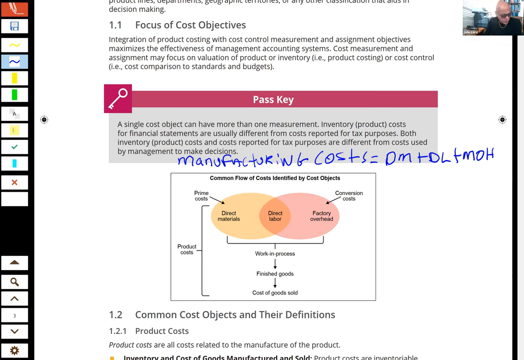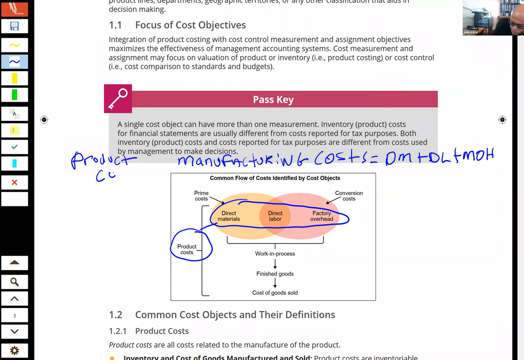Now, you take a look, and you can see here that at the same time, we are calling those same three components that I just laid out to you product costs. And you're like, well, what are they, John? Are they manufacturing costs or are they product costs? And what I'm telling you is, yeah, they're both, okay? Just different terms to talk about the same thing. Product costs, manufacturing costs: direct material, direct labor, and manufacturing overhead are all considered product costs.